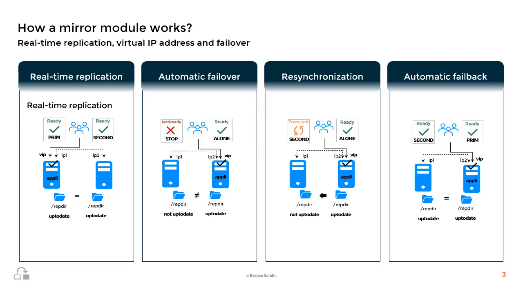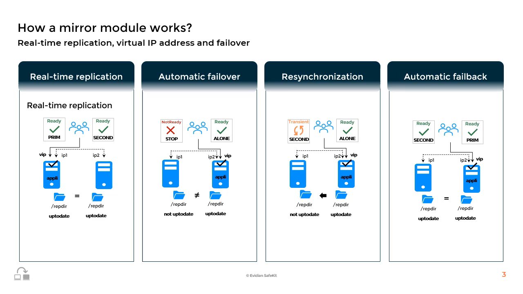Let's examine how a mirror module works and the associated states and colors in the console. At step 1 in the figure, the mirror module is running in the prim second state. The application runs only on the prim server, and the virtual IP has been set on its network interface. Only modifications made by the application inside files are replicated in real time.